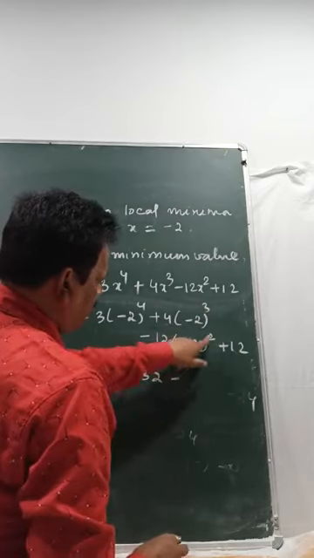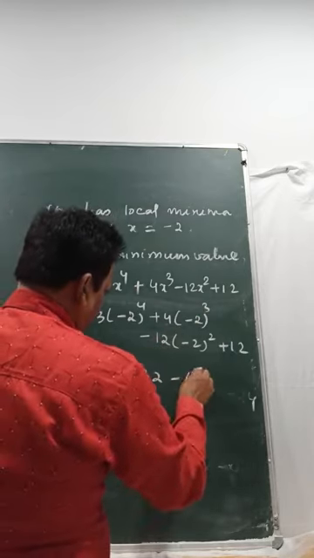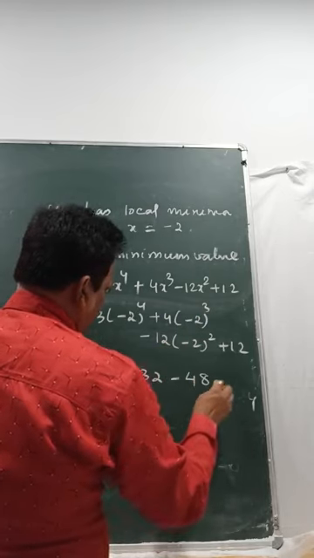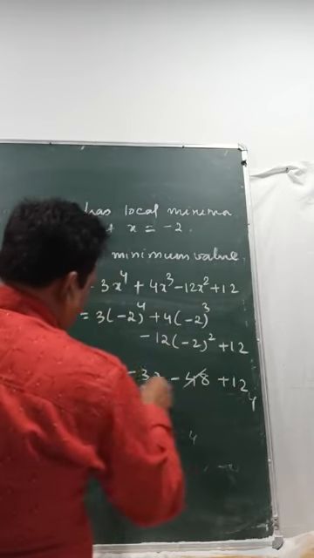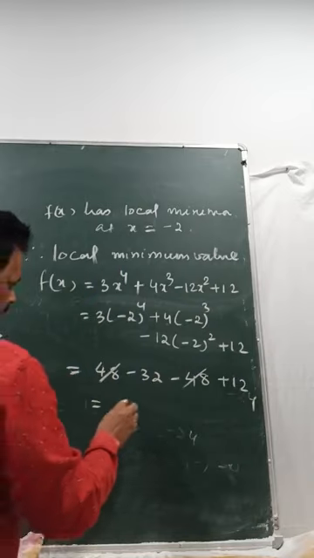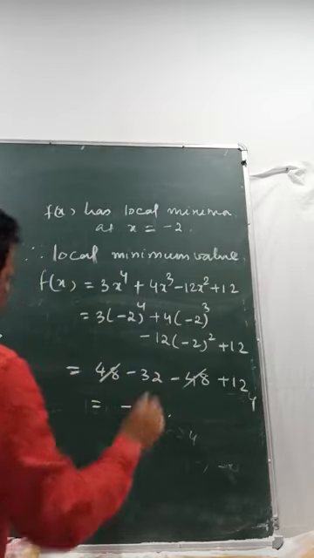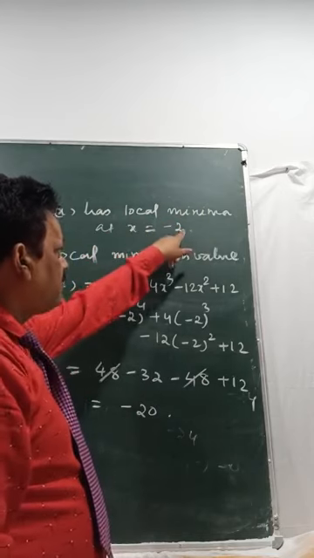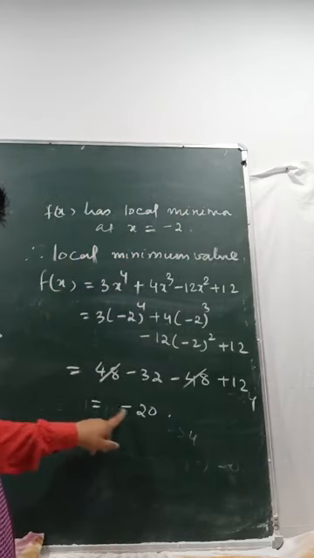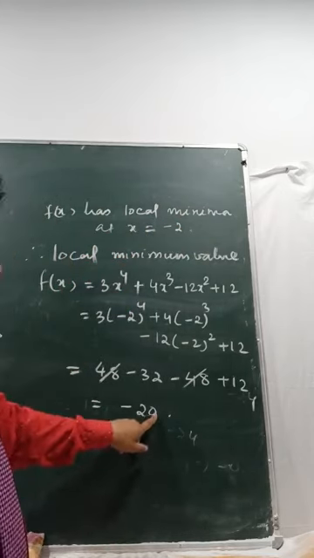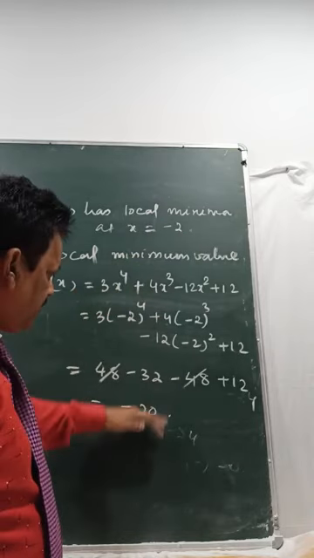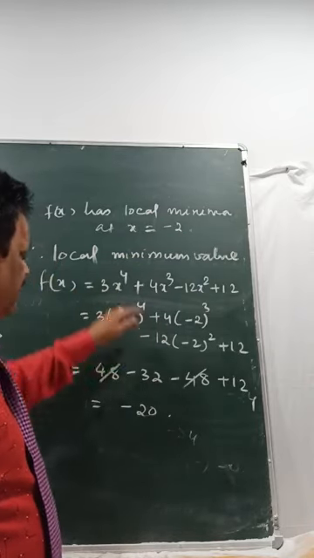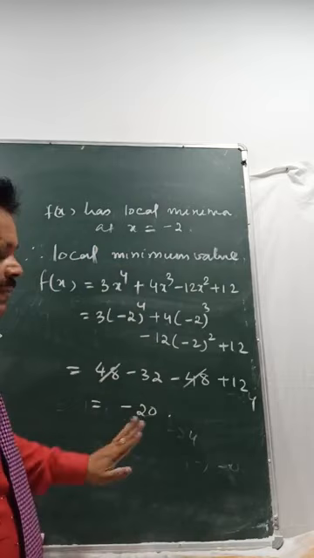Then this is 48 plus 12. So this you can cancel. How much did you get here? Minus 20. So local minimum at the point minus 2. Local minimum is minus 20. So this is the second derivative method you are using for finding the local maxima, local minima.